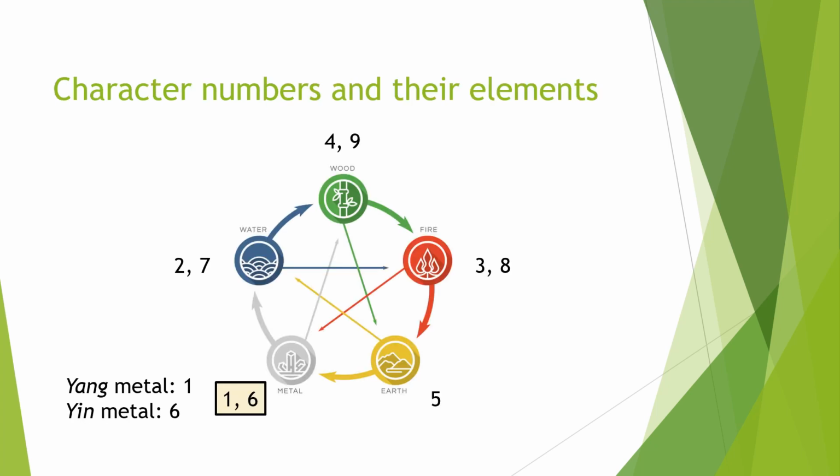When applied to the character numbers in numerology, we assign the metal element to the characters 1 and 6, the water element to characters 2 and 7, and so on and so forth. If you recall from the previous video, odd numbers are considered yang and even numbers are considered yin. So, the metal element can be further divided into a yin metal 6 and a yang metal 1. Cool, right? So now, let's try to find out what each element and the number tells us about the character.